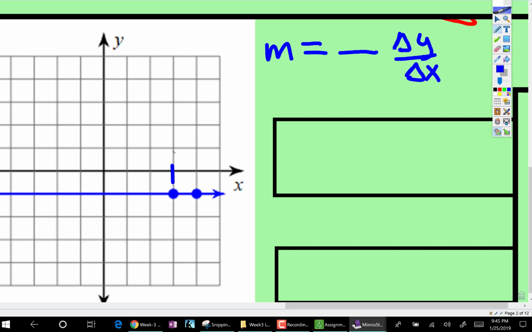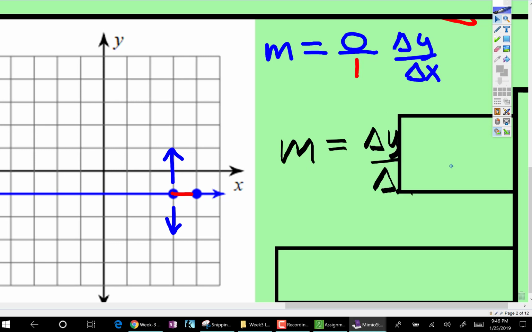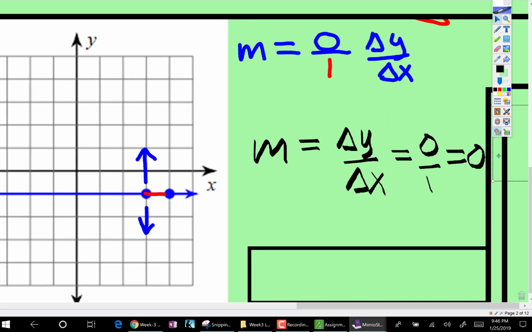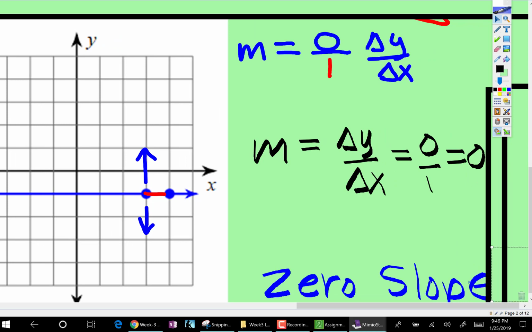To go from here to here, we did not go up or down. So there is no up or down, so that's 0. How far did we go over? From here to here, we went 1. What is 0 divided by 1? 0. So that would be 0 slope.